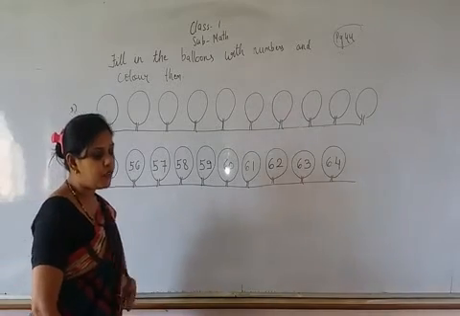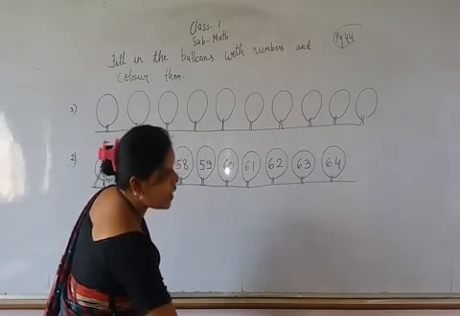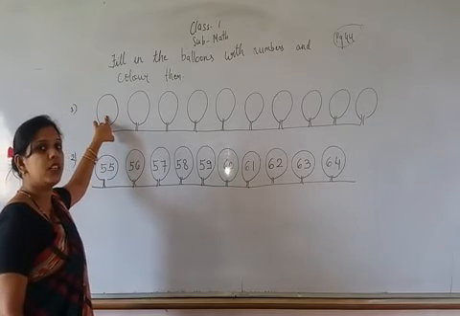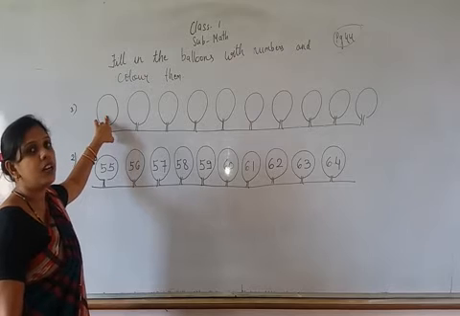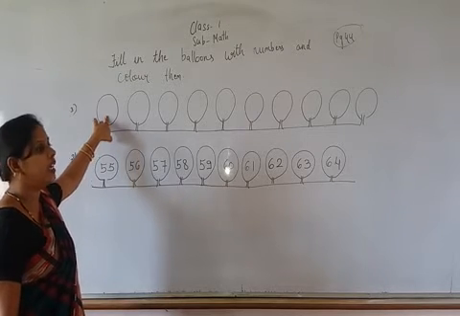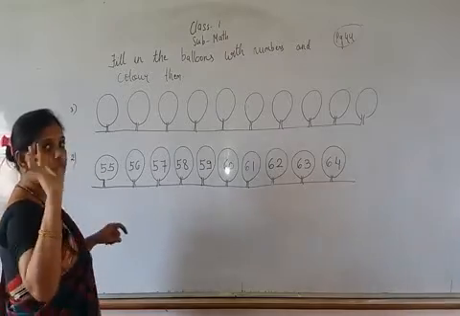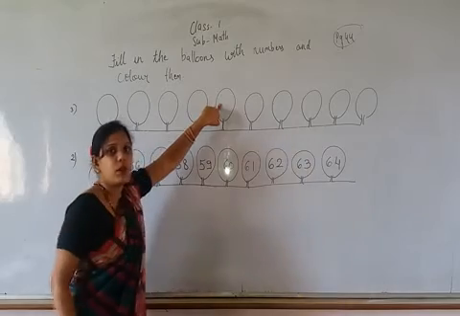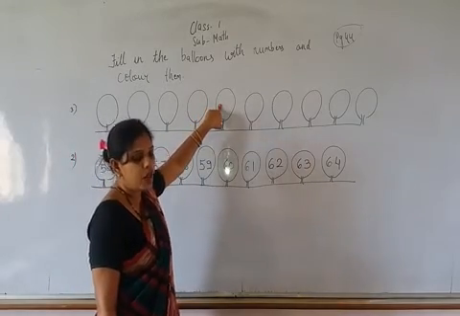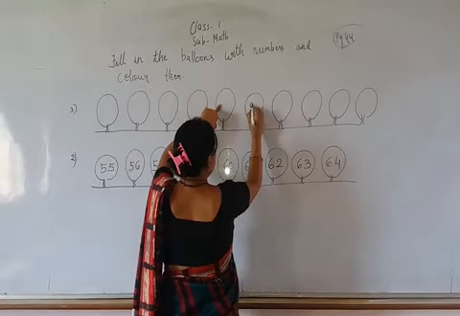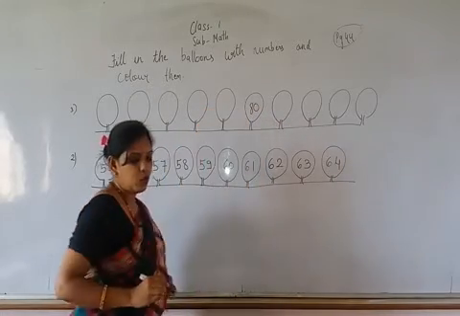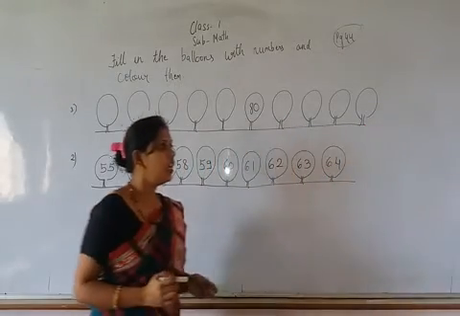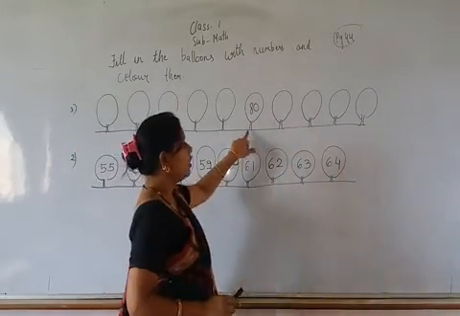How many balloons are empty first? 1, 2, 3, 4, 5. The first 5 balloons are empty, and after 5 balloons, the 6th balloon has a number written. Which number is written? 80. So we have to write the number 80 on the 6th balloon. Now after 80, the 4 balloons are also empty.